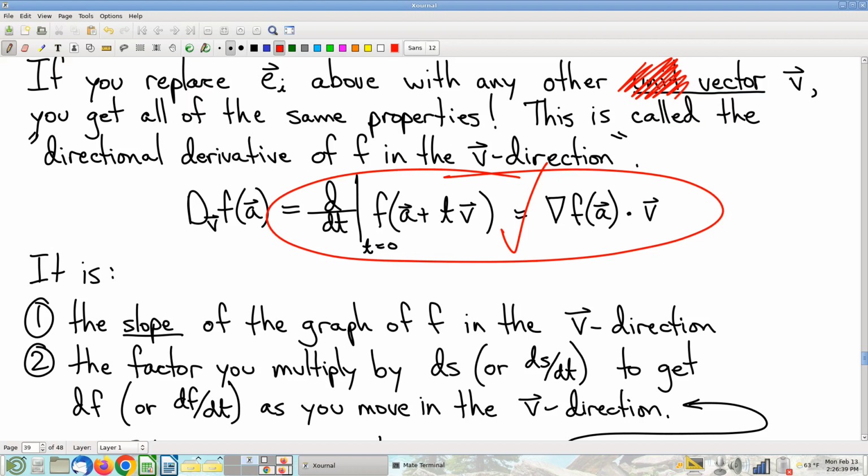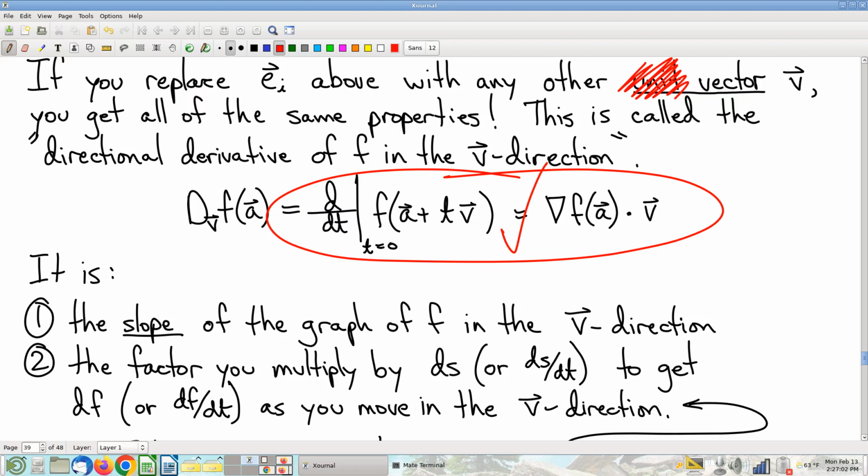And furthermore, this thing on the left is still of natural interest. Very natural. If I'm at the point a, and let's suppose now that I am moving not just in a direction, but I know the speed, I know the actual velocity as I'm going. I know my velocity is an actual non-unit vector v.